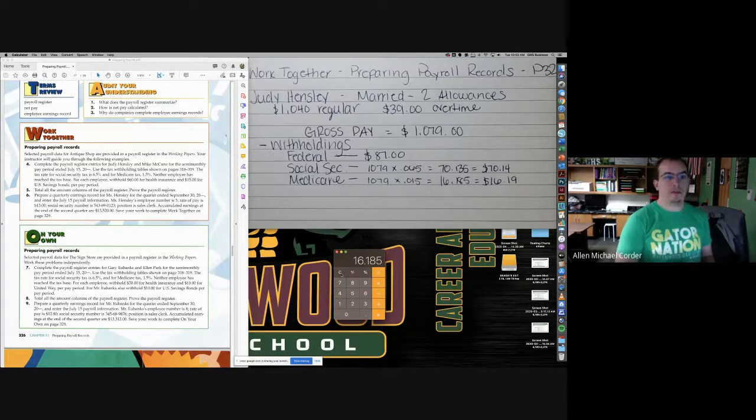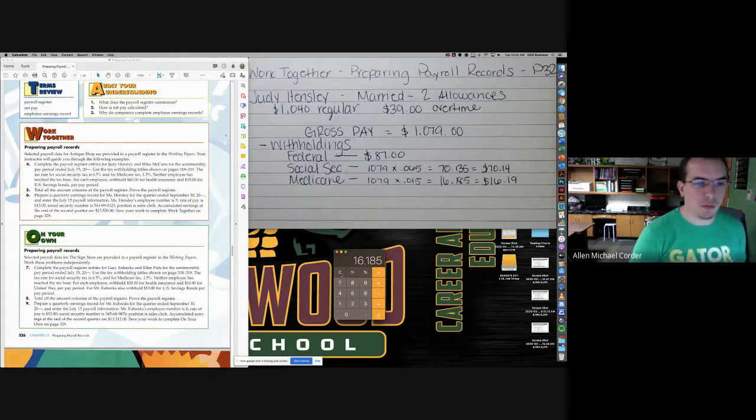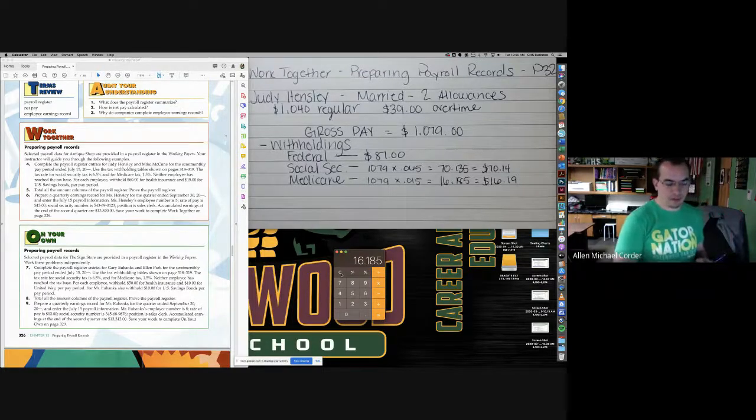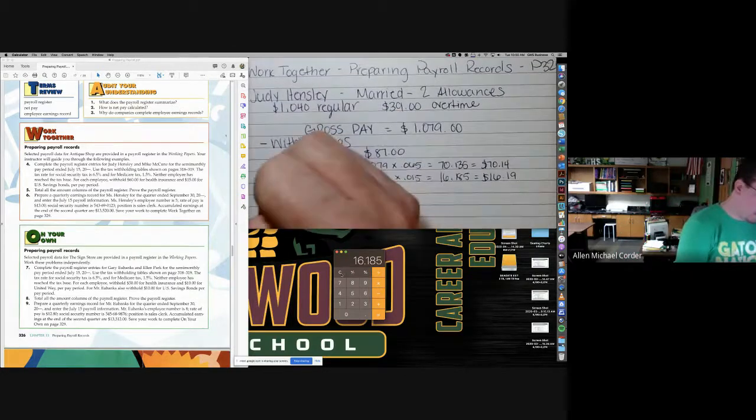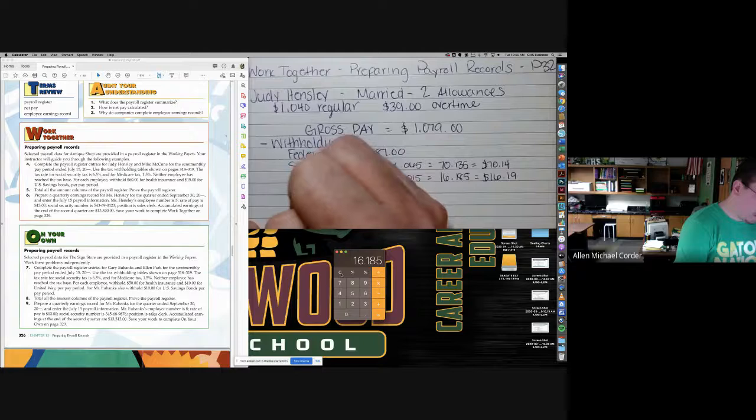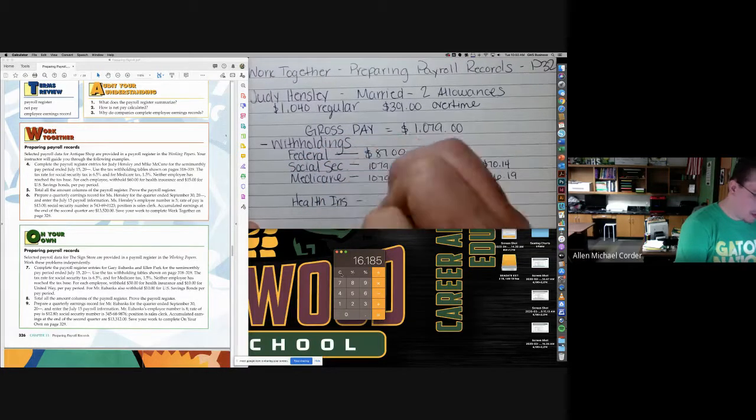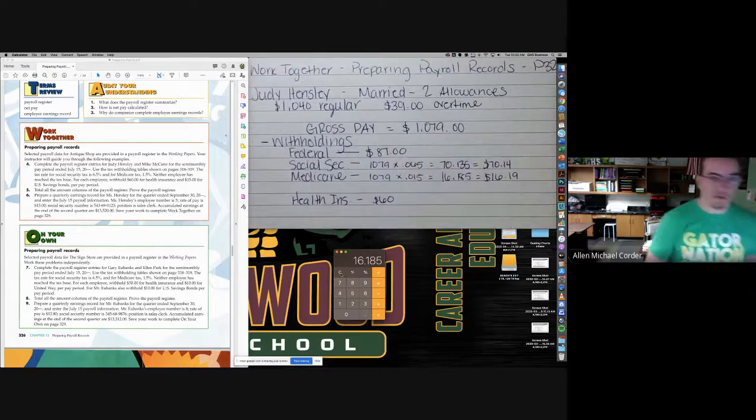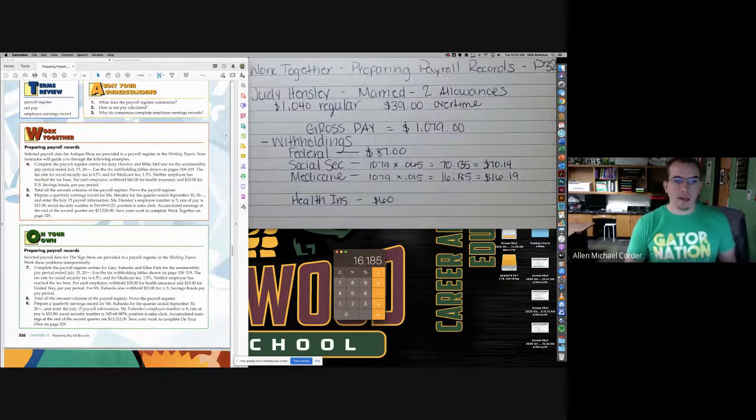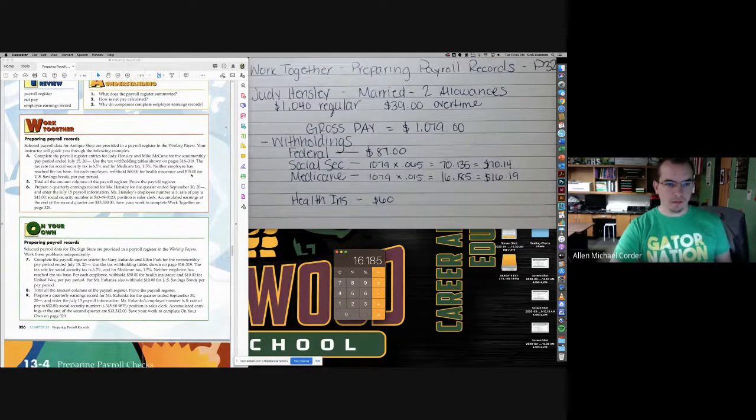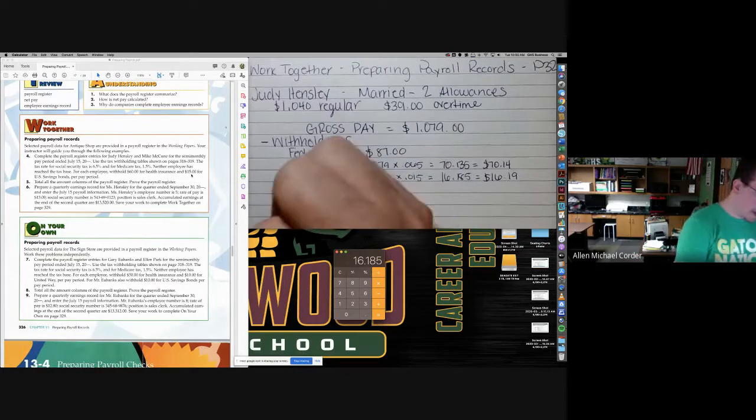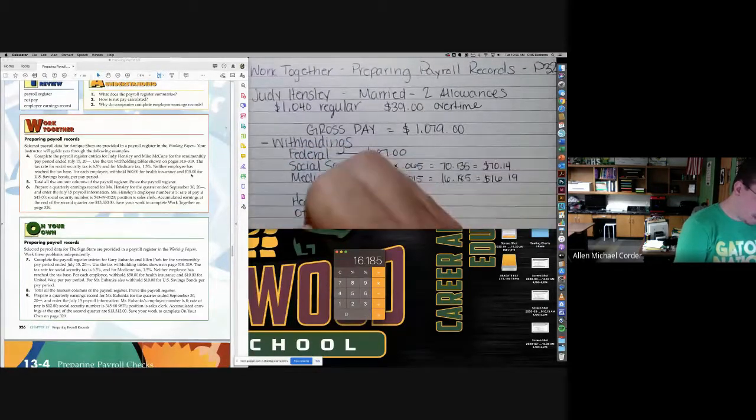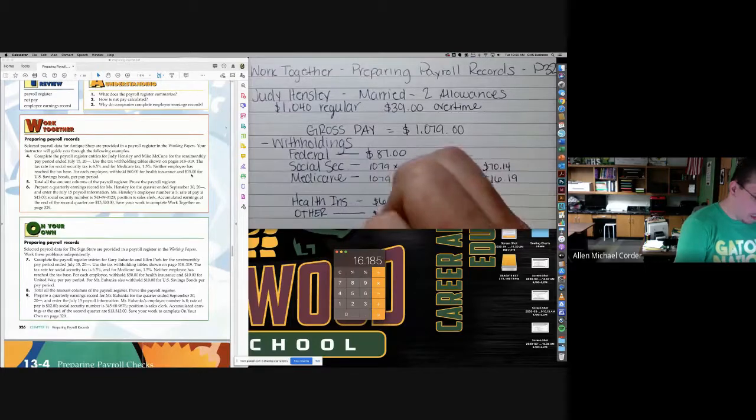Health insurance. It tells us in number 4, each employee has $60 withheld for health insurance. So we're going to add that down here. Health insurance, $60. And then they also withheld $15 right here for a savings bond. We're going to just classify that as other. $15.